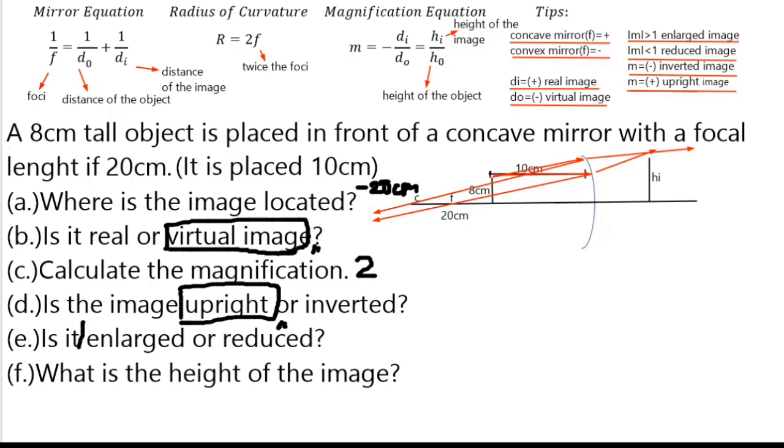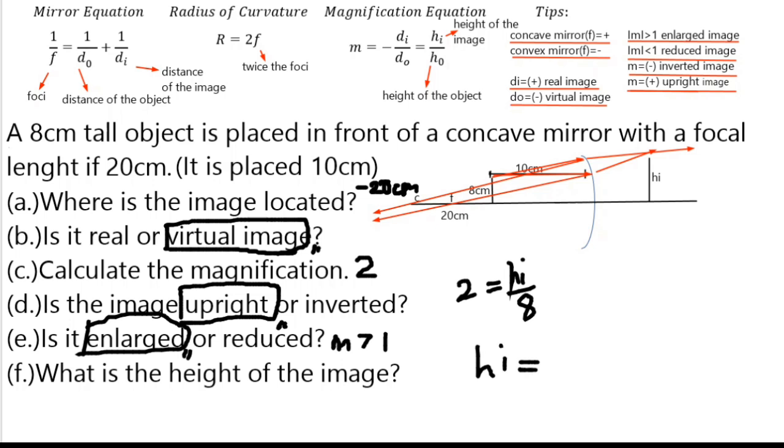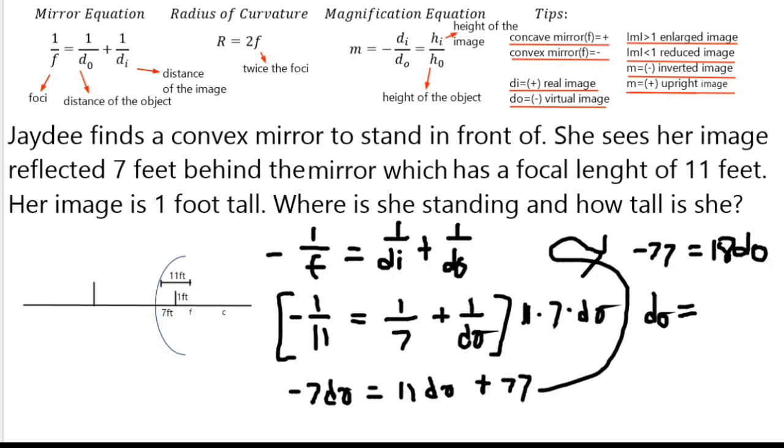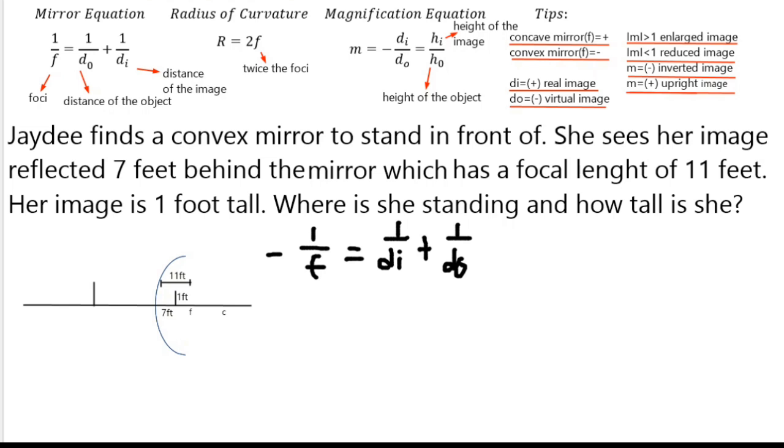So what is the height of the image that we're missing? We can use the formula once again in order to do that. It is enlarged because it is greater than 1. Okay, so we got this. Then HO on the bottom is 8. Cross multiplying, we will get 16 centimeters. So this is the height of the image. It is much bigger than the object itself. Now let's move on to our last problem.